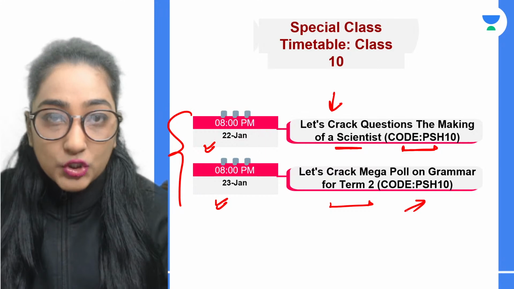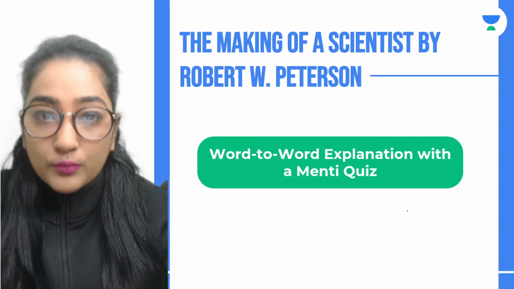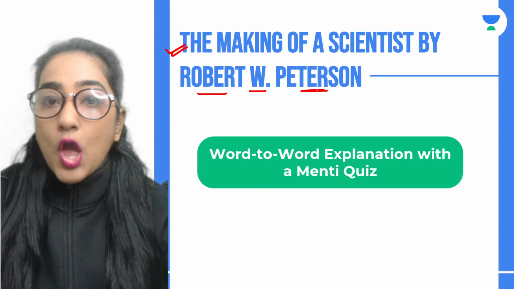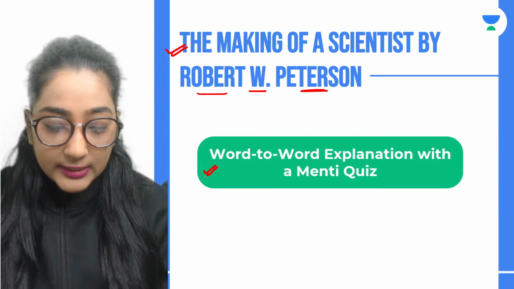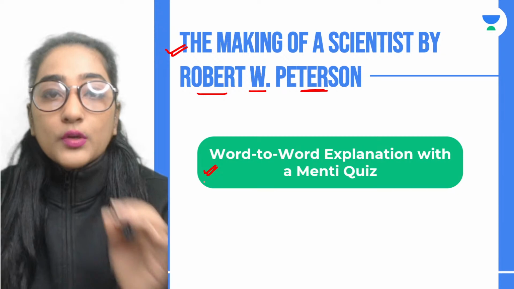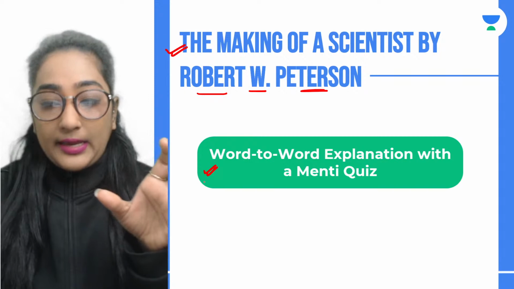Now we are moving ahead with the chapter The Making of a Scientist by Robert W. Peterson, and word-to-word explanation will be taking place. This is one of the very important chapters from your syllabus. As the title itself suggests, here we are talking about the process of becoming a scientist.